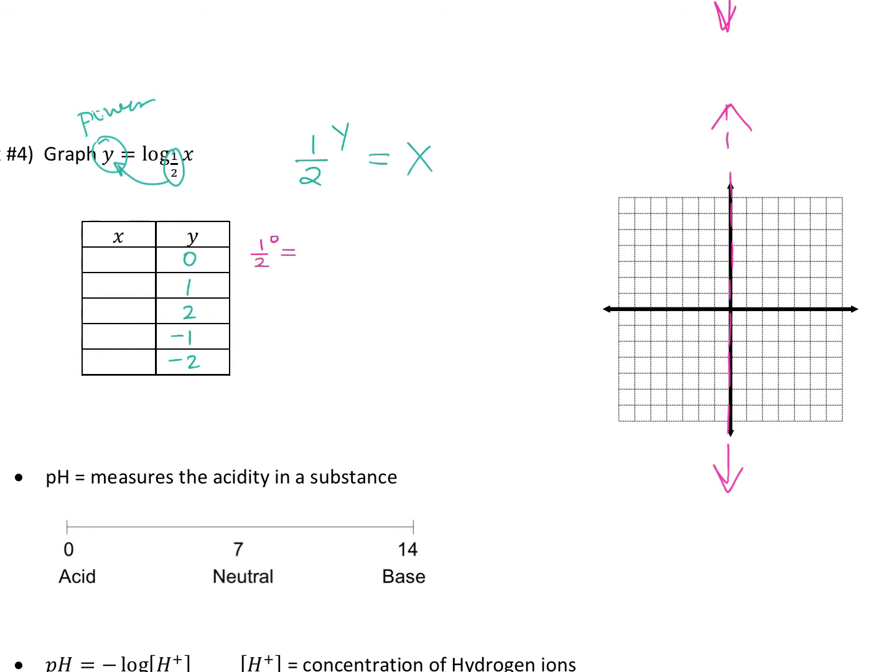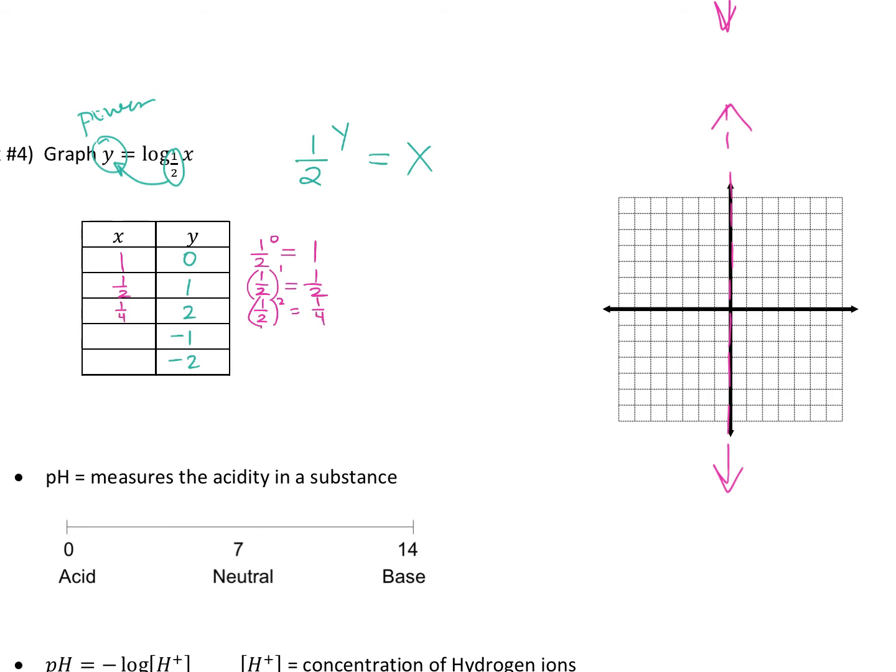And now I'm going to take 1/2 to the 0 power. What is 1/2 to the 0 power? Anything to the 0 is 1, right? So that's a 1. Then I take 1/2 to the first power, and I get what? 1/2. Okay. Then I take 1/2 to the second power. What's 1/2 to the second power? Square both parts, right? What do you get? 1/4.